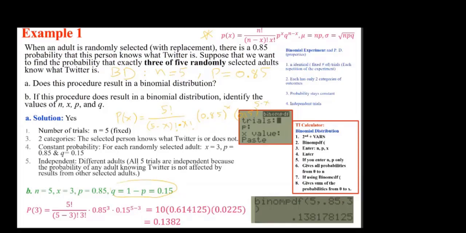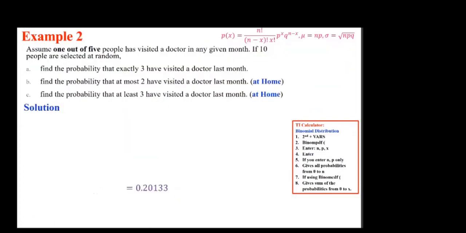Here's the next example. Assume 1 out of 5 people has visited a doctor in any given month. If 10 people are selected at random, find the probability that exactly 3 have visited a doctor last month. Find the probability that at most 2 have visited a doctor last month. Find the probability that at least 3 have visited a doctor last month. I will look at other examples similar to this. I have left parts B and C for you to do. After we do more examples, you should have no problem with that. You're more than welcome to ask me if you have a question.